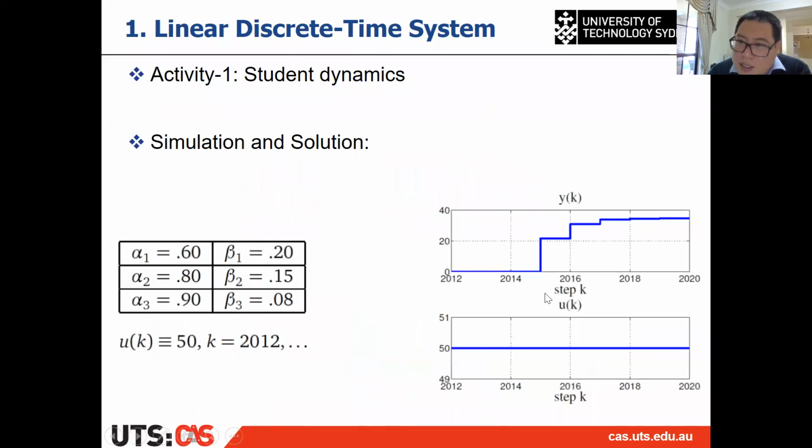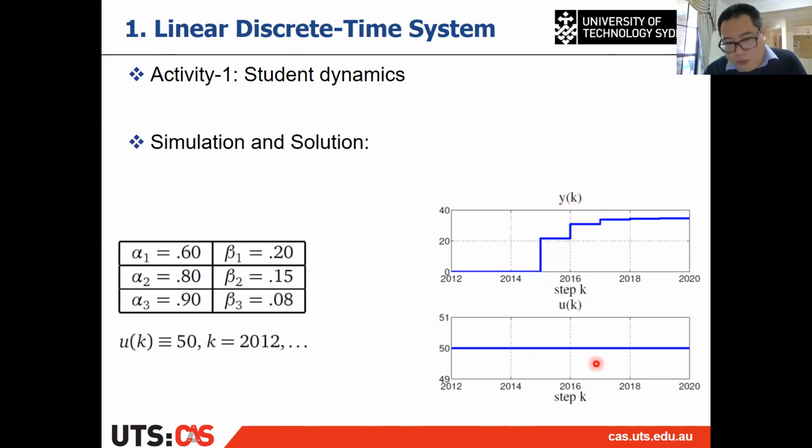And we make a simulation and we show some solutions on it. So for the simulation, we make alpha 1, 2, 3 as 60%, 80%, and 90% respectively. And for beta 1, 2, 3, we have 20%, 15%, and 8%. And if we make the new students for each year constantly equal to 50, and k starts from 2012, then we have the output of the system, which are the graduates for each year like this.